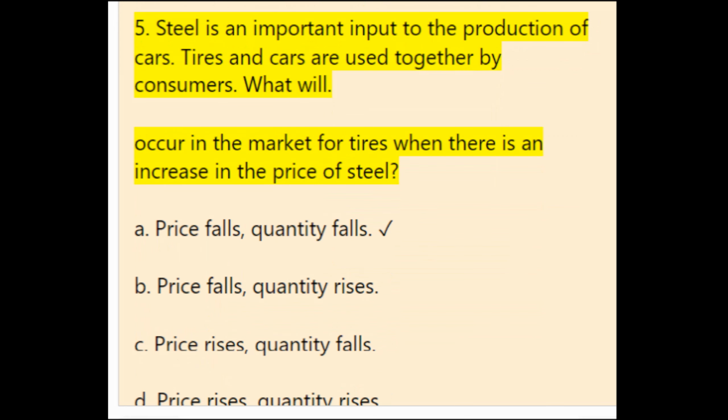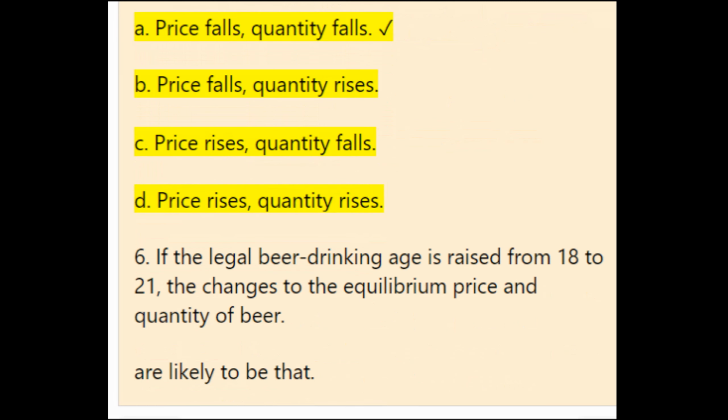5. Steel is an important input to the production of cars. Tires and cars are used together by consumers. What will occur in the market for tires when there is an increase in the price of steel? A. Price falls, quantity falls. B. Price falls, quantity rises. C. Price rises, quantity falls. D. Price rises, quantity rises.